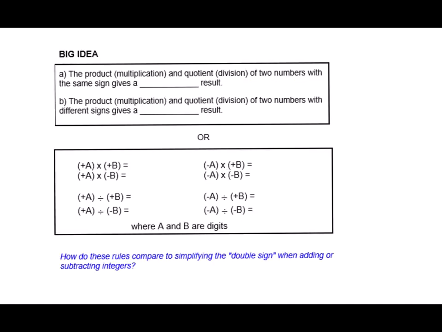Big idea for multiplication is that when we have the product or quotient of two numbers, if the same signs come up, we end up with a positive result. Now, if we have the product and the quotient of two numbers with different signs, then we're going to end up with a negative result.